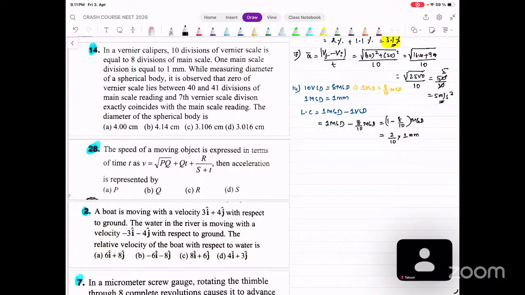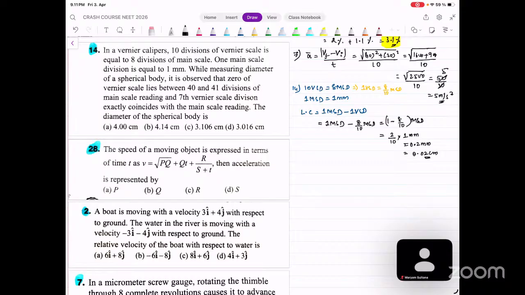Okay, so 2 by 10 is 0.2, so it is 0.2 mm. That will be equal to centimeters, which is given here, so it will be 0.02 centimeter, since 1 mm is equal to 0.1 centimeter. So it is 0.02 cm, and that is the least count of this instrument.